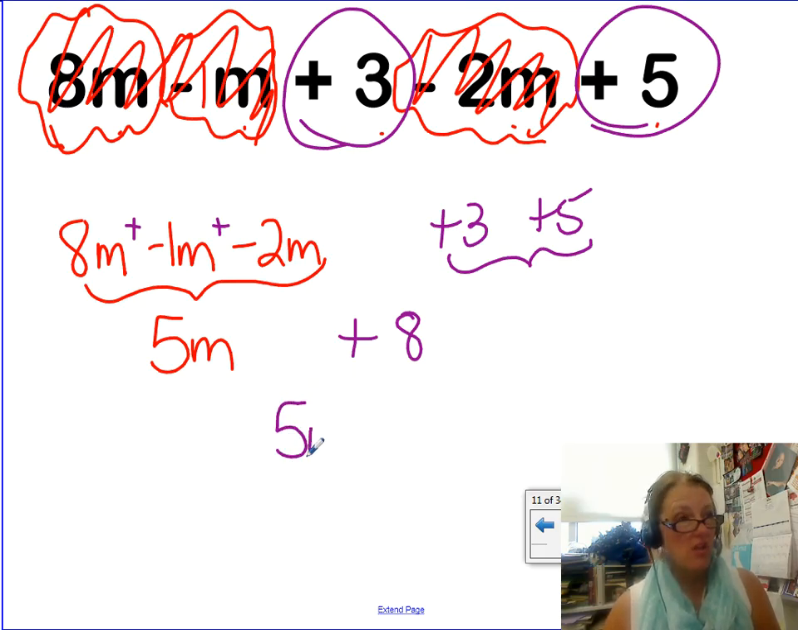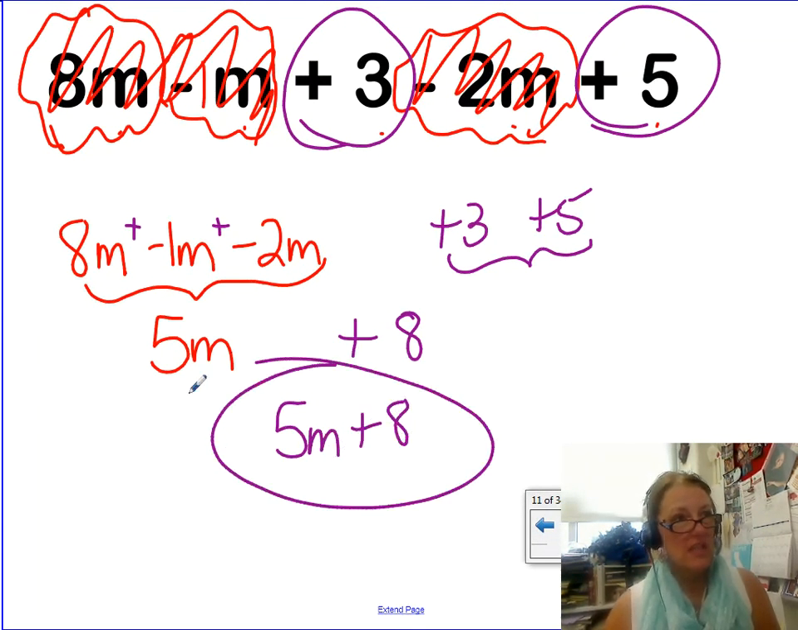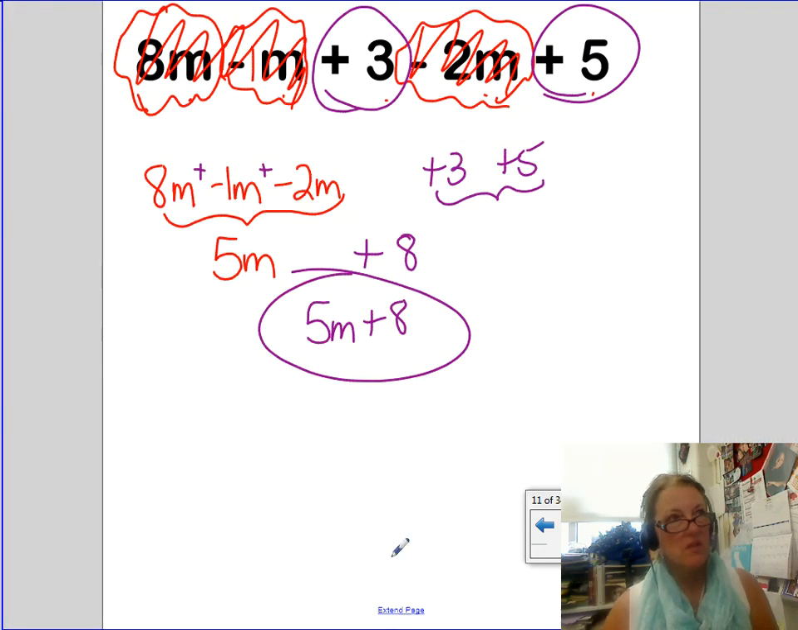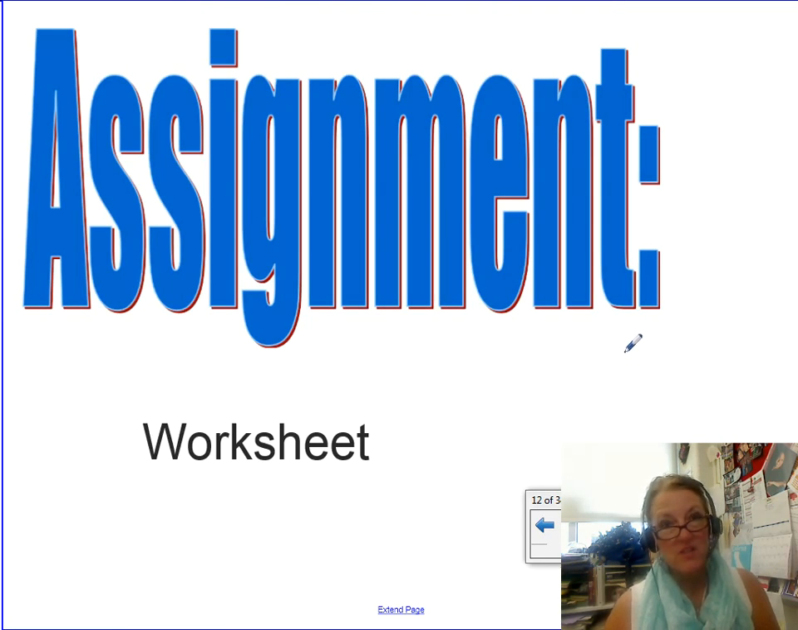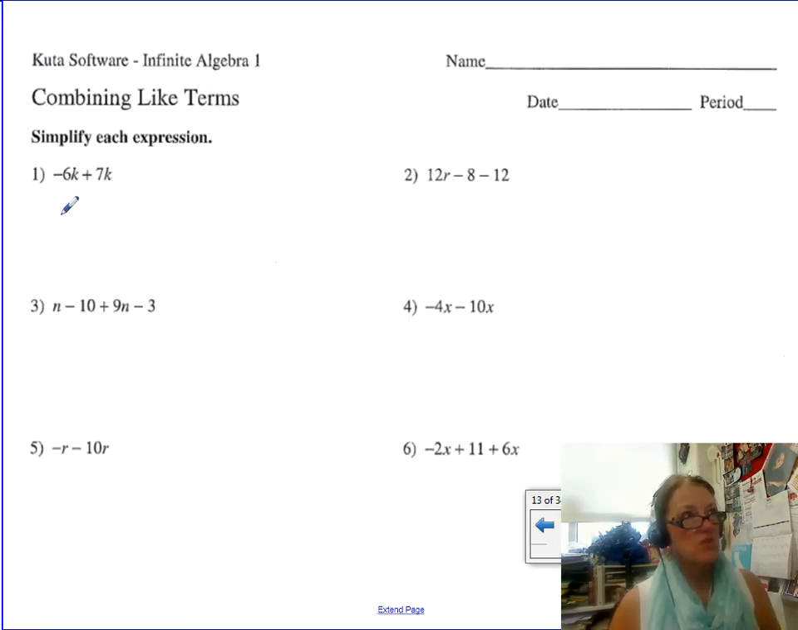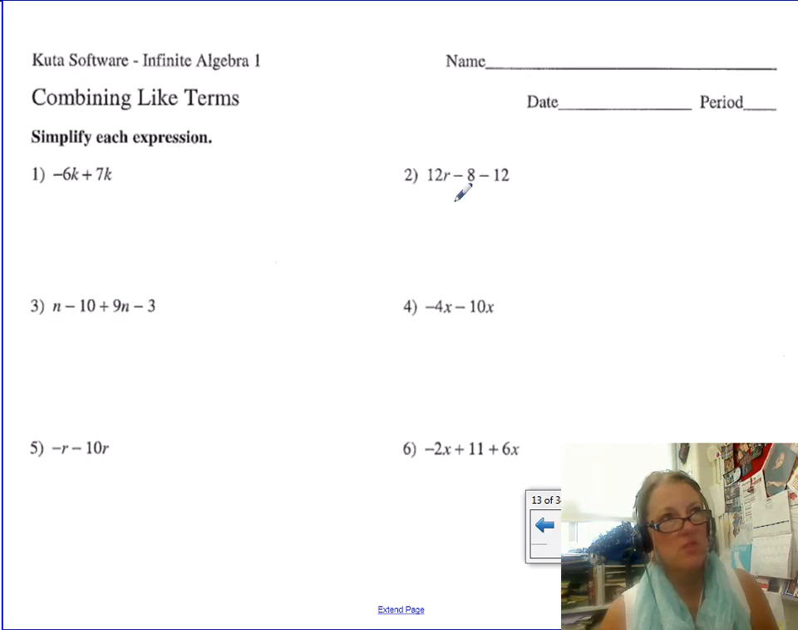All right. So all of that turned into this lovely 5m plus 8. What a lovely little variable expression that came from that big ugly thing. Awesome. All right. Your challenge for today, I have a worksheet for you, combining like terms. I strongly suggest as you start doing this, use your idea, especially when you have more than one thing, especially number 2 here. Here's 12r. There's no other r terms, so I'm going to take 12r and bring it on down.